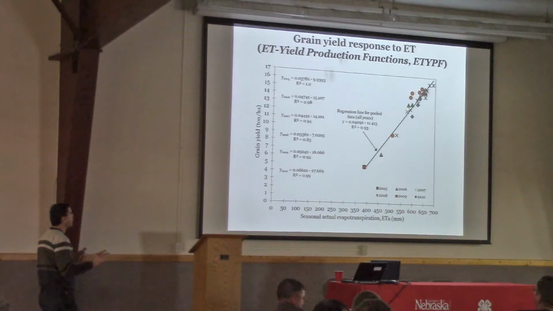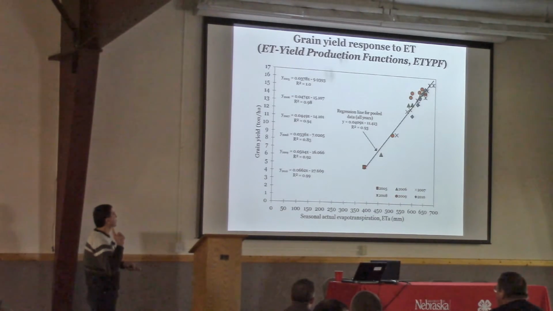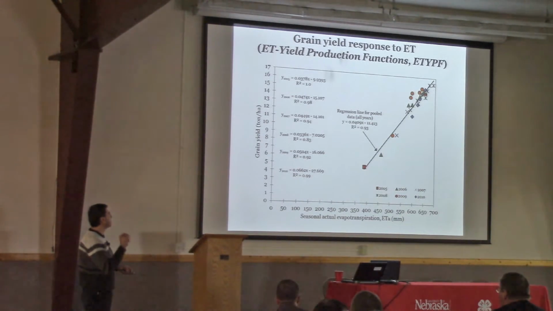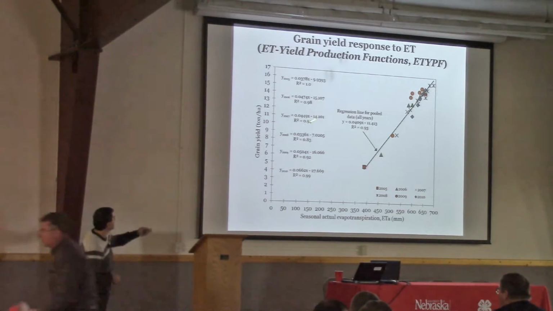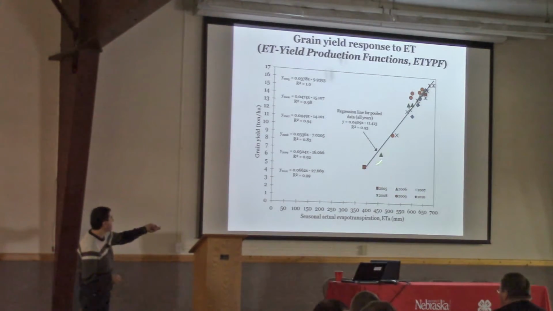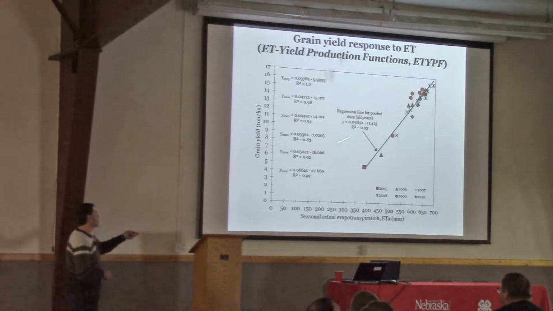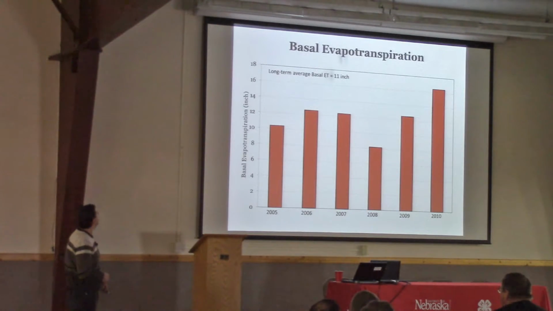But in general, in most cases, more dry conditions are going to result in more yield under good irrigation management practice. So these are production functions every year, and then the full data for all years. There is a very, very strong correlation between the two.